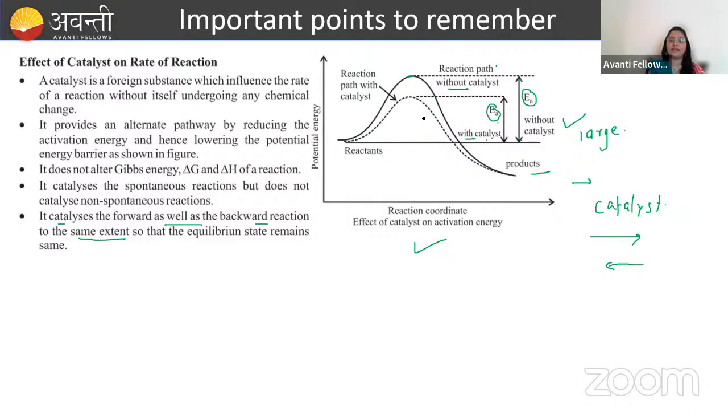What is the use of a catalyst? It provides us an alternate pathway, as well as it decreases the activation energy for a given reaction.